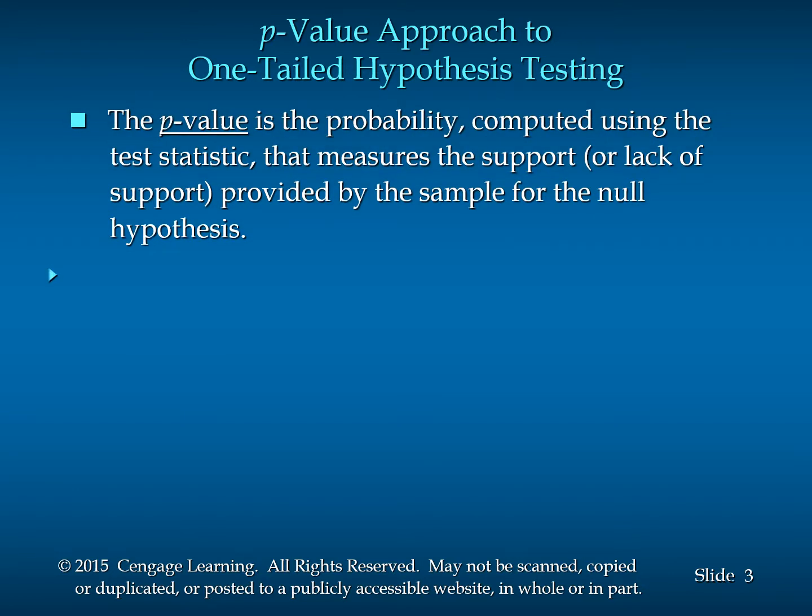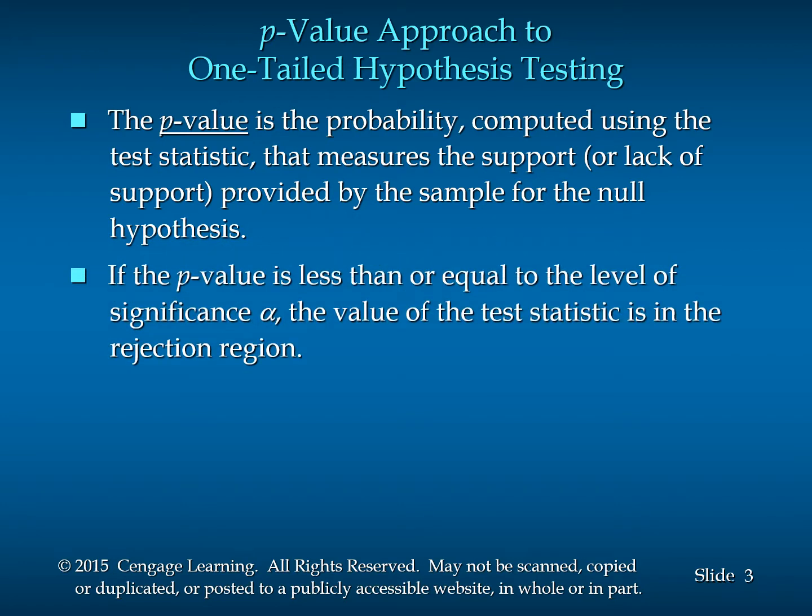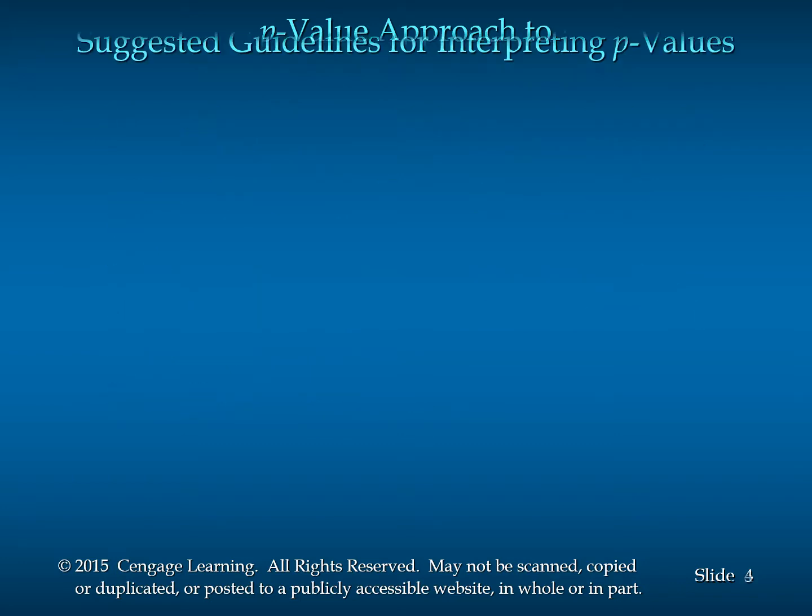There are two approaches to solving a hypothesis test. The first using the p-value and the second using the critical value. The p-value is the probability using our test statistic, in this case based on the z-distribution, to measure the support for the null hypothesis. If the p-value is less than or equal to the level of significance alpha, the value of the test statistic is in the reject region, and we will reject the null hypothesis.